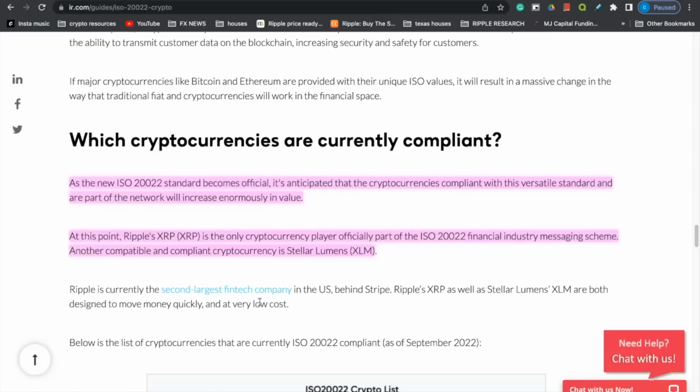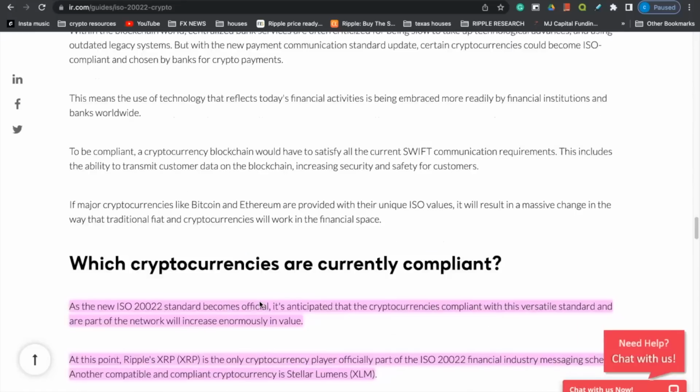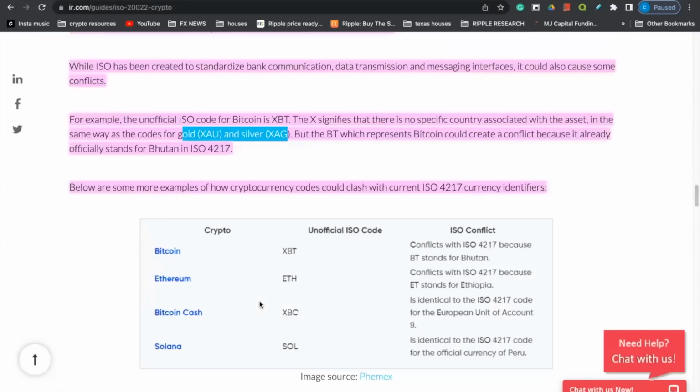In today's video breakdown, ladies and gentlemen, I'm going to first read to you all an article that I found on the internet, just breaking down what ISO 20022 is. I know that a lot of people in this crypto space are familiar with it, but for those of you individuals who aren't, this is extremely important and something definitely you need to be paying attention to.